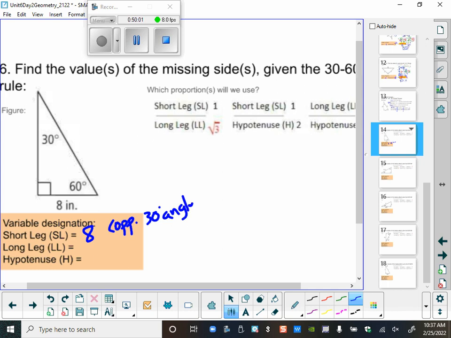Now, this is all. So you see 30, look across, boom, there's your short leg. Now with the 60-degree angle, that's going to be opposite the long leg. Now, do we know what the long leg is yet?